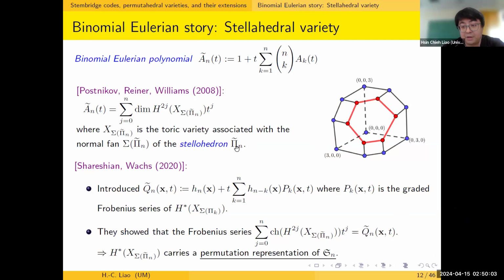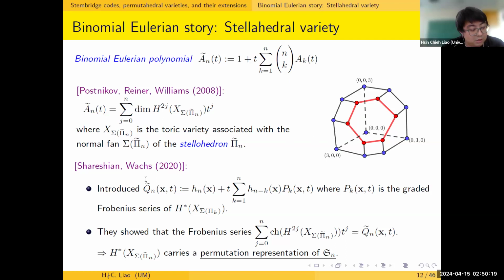And this we denote as π̃_n. On the right-hand side is an example when n equals 3. You can see in the middle there's a facet, just the hexagon, the permutohedron. So this is some kind of extension of the permutohedron.